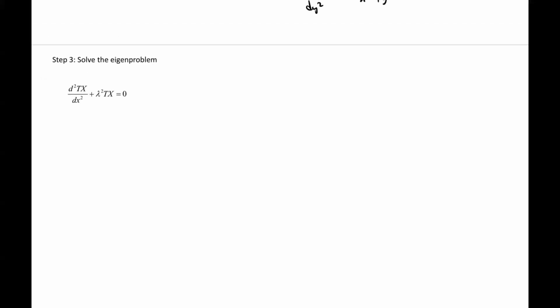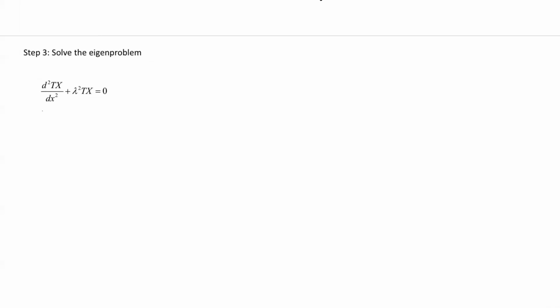So, all right, this equation here, the solution to this, if you go to Maple or you're really good with ODEs, the solution to this is T(x) is C1 times sine of lambda x plus C2 times cosine of lambda x. Lambda times x. Lambda times x. Right, that's the solution to that ODE.